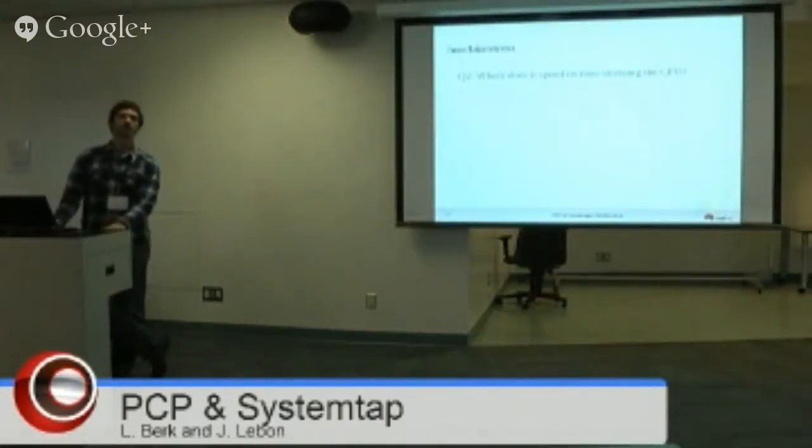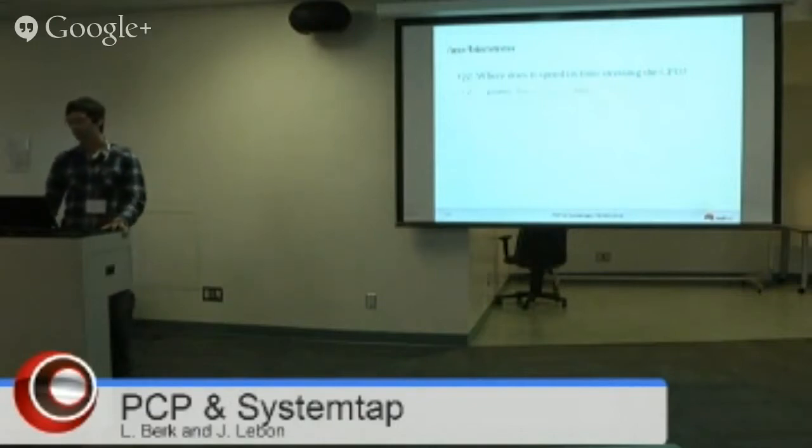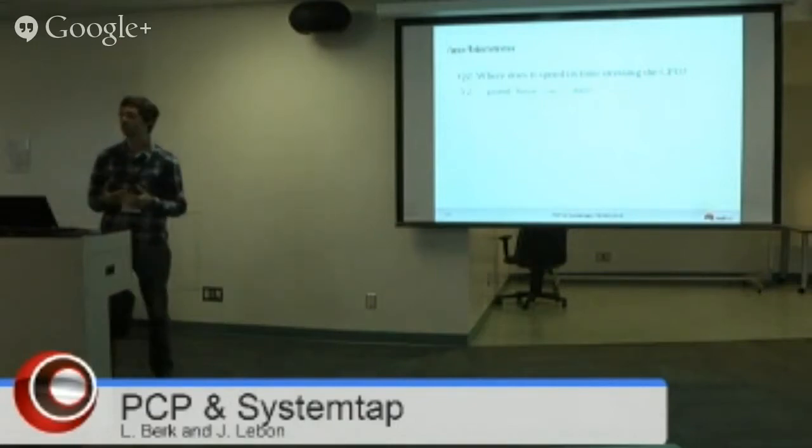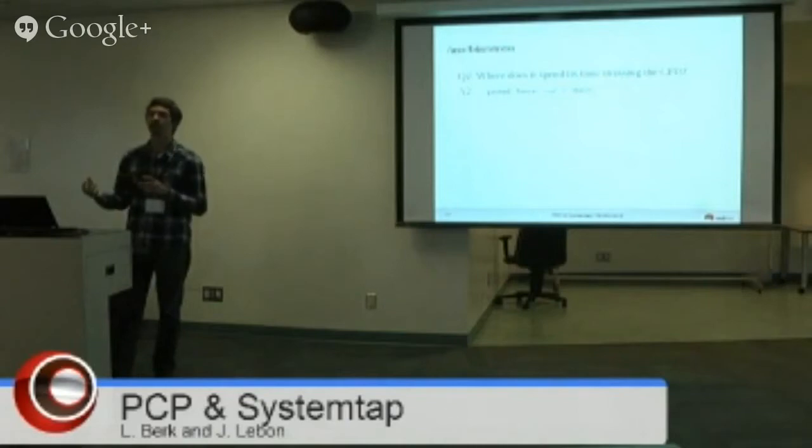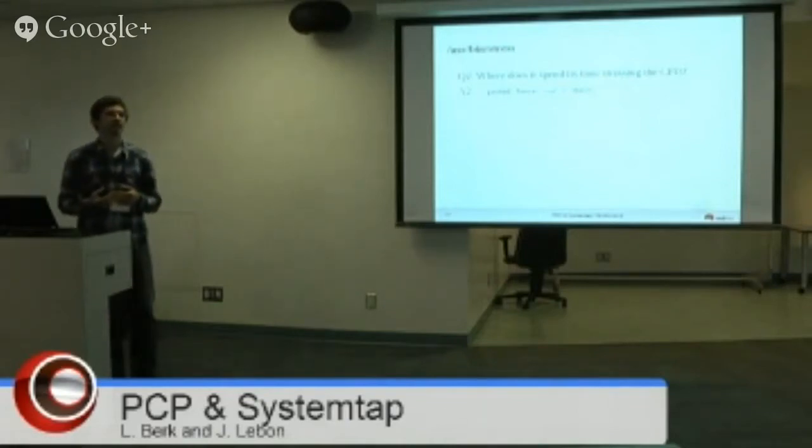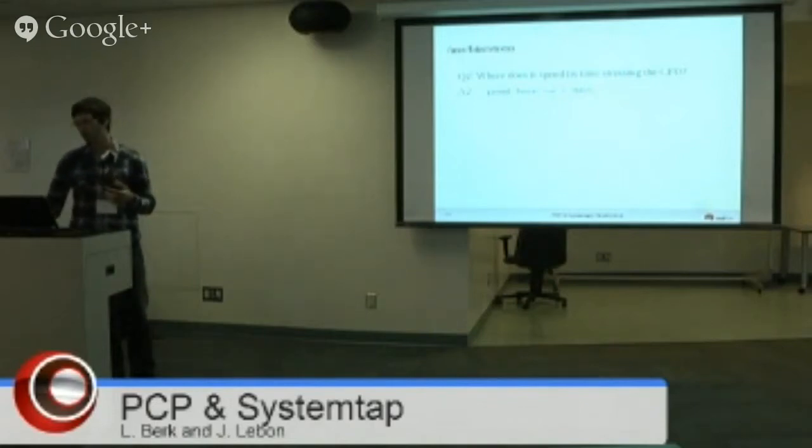For that, we can write a very simple Systemtap script. I'm going to go through it line by line with you. First, we declare two global variables, funcs and cur. funcs is pretty much going to be an array, and cur is just going to be a string. I'll show you what they're for.